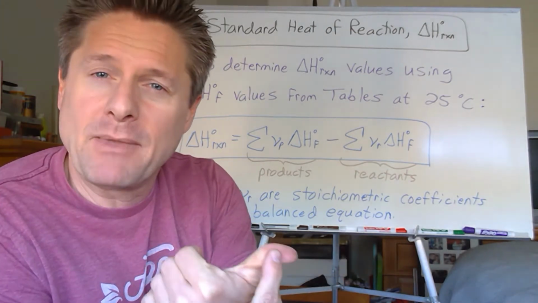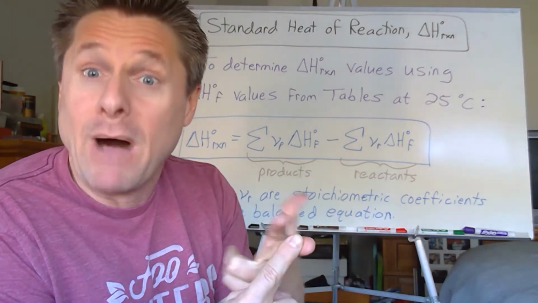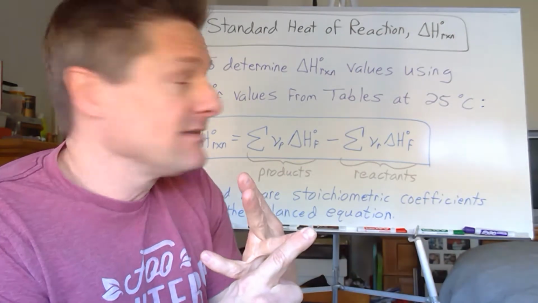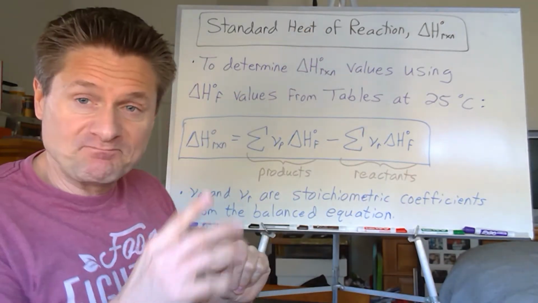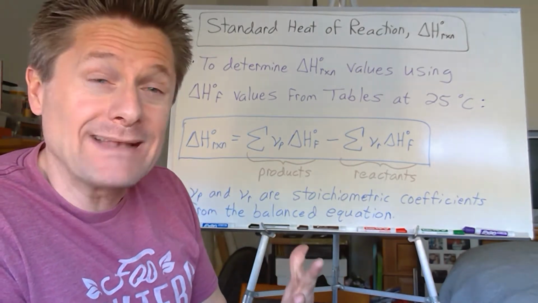So we looked at coffee cup calorimeters. We looked at bomb calorimeters. We looked at using bond energies. And now we're doing standard enthalpies of formation. All right, I'm going to skip the derivation of this. You can read it in the textbook if you want to.